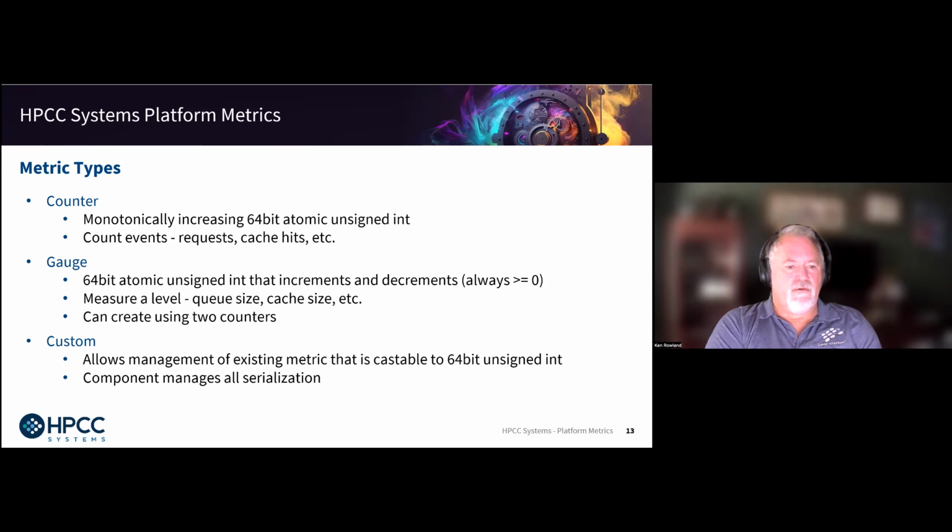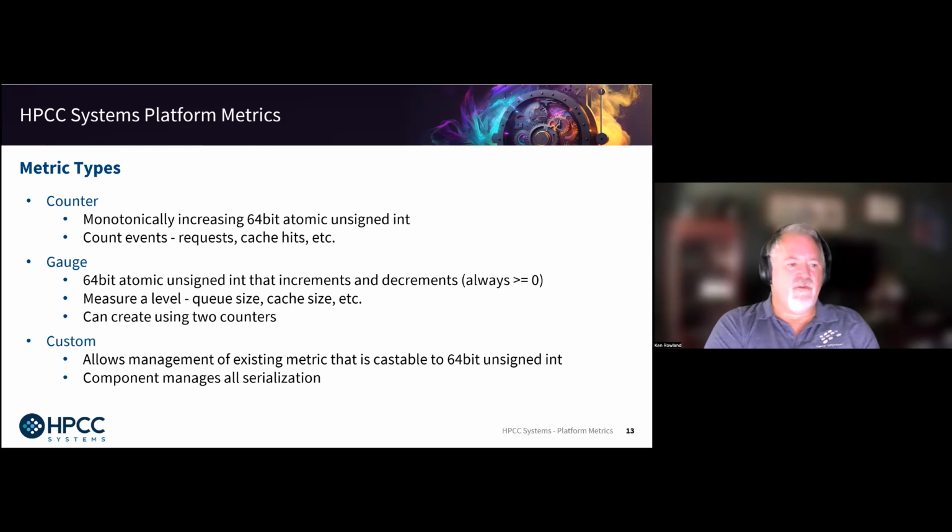One of the features is you can actually create a gauge using 2 counters. You provide the input and output, essentially start and stop type counters, and internally the system will subtract those when it needs to report and give you a gauge value. But it still will maintain the requirement that it's always greater than or equal to 0.